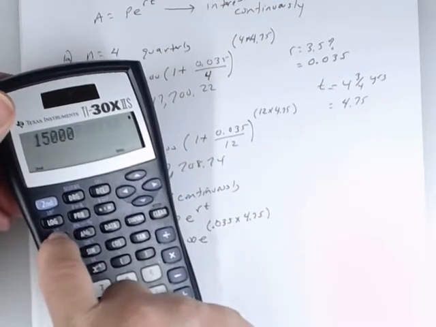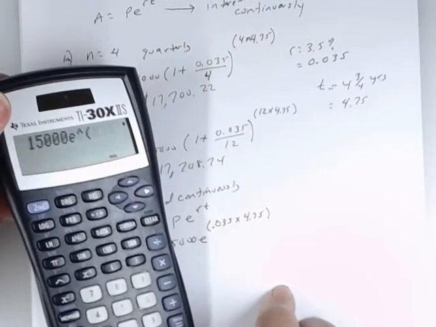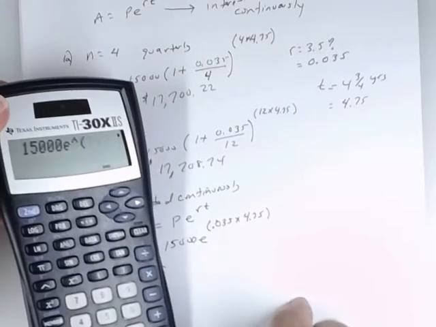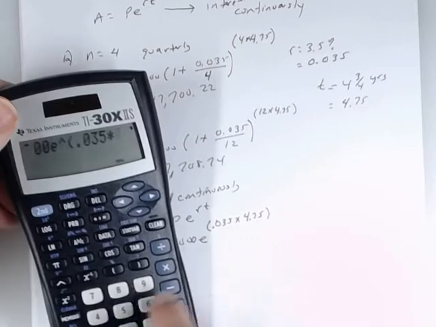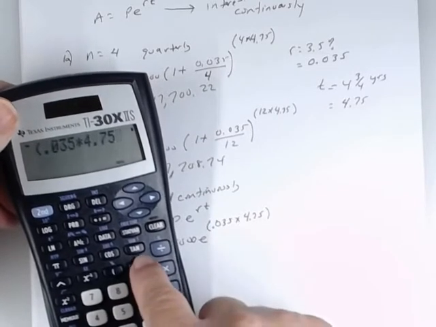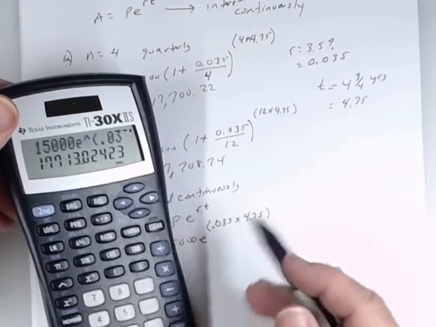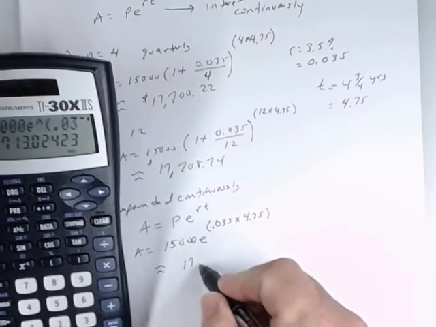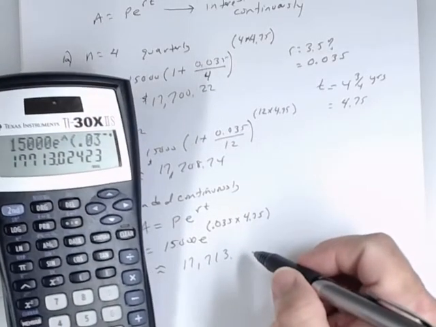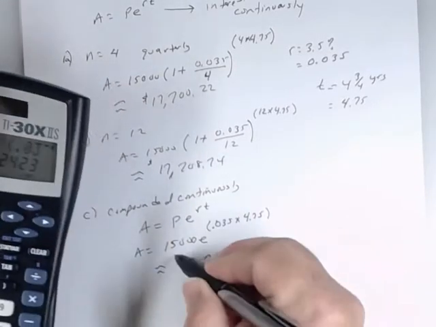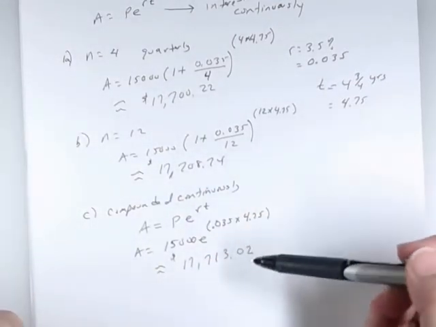We're going to talk about natural log today. So you get that, right? Now what do I put inside the parentheses? 0.035 times 4.75, close, press equal, and you get this. $17,713, and what's the nearest cent? 2 cents. All right, so make sure you can use your calculator.